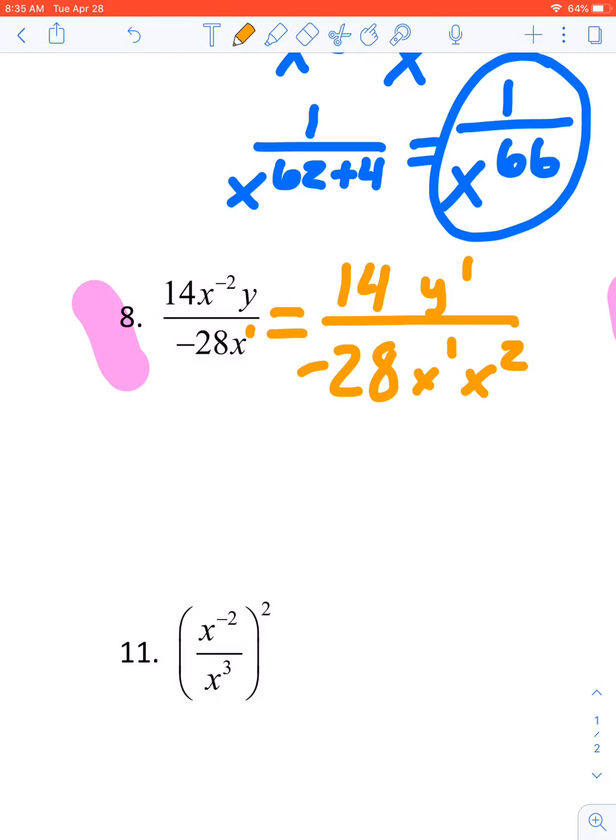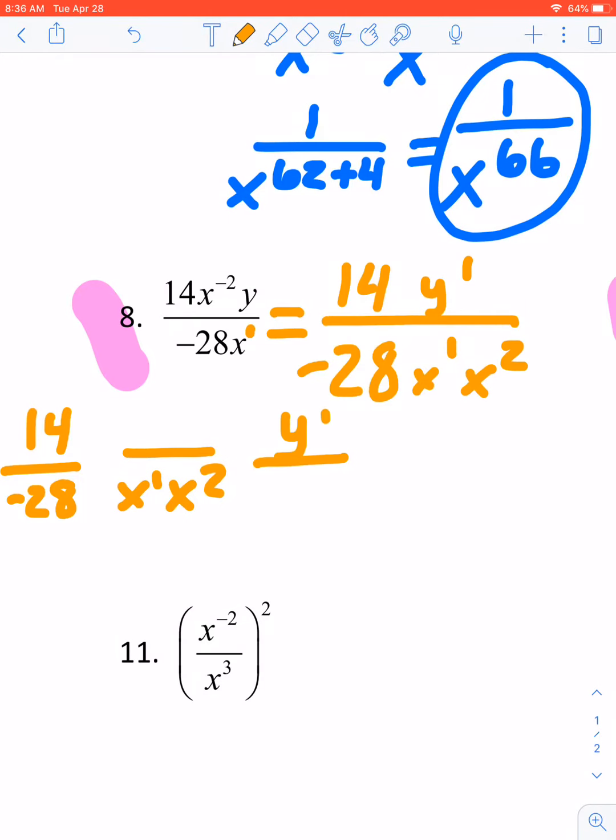Okay? So now what I can do is separate things up. I'm going to separate up my numbers, my x's, and my y's. Okay? So what does that give me? Well, 14 and negative 28. Well, 7 goes into both of those. Actually, bigger than 7 goes in there, doesn't it? Doesn't 14 go into both those? Let's make it bigger. So 14 goes into both those. So I'm going to divide these numbers by 14. So I get 1 over negative 2.